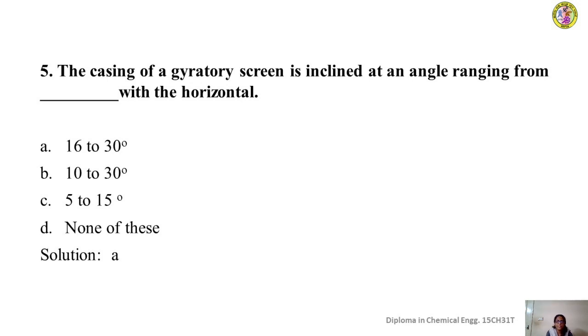The casing in case of a gyratory screen is inclined at an angle between? So our right option for this question is 16 to 30 degrees.